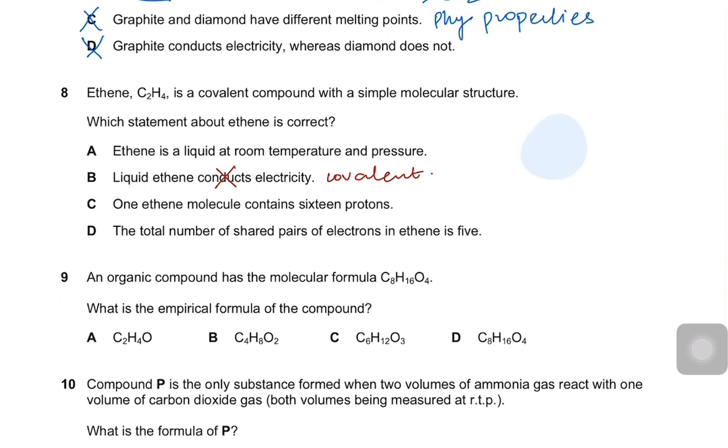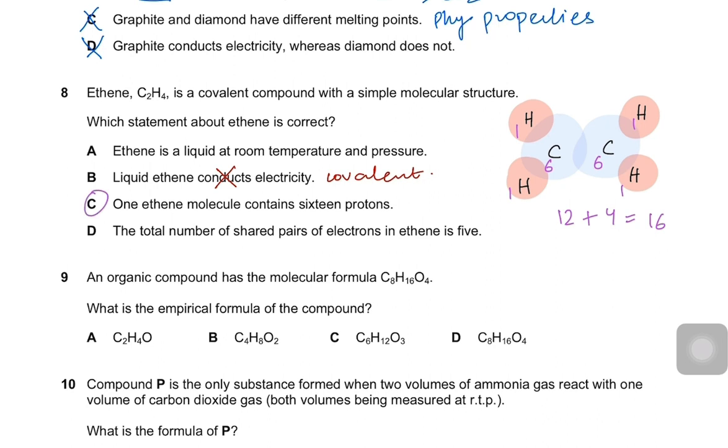If I'm not wrong, there are 2 carbons connected with 4 hydrogens. Each carbon has 6 protons. So 12 protons because of the carbons, and each hydrogen has 1 proton. So 12 plus 4 is 16. So yeah, statement C is indeed true.